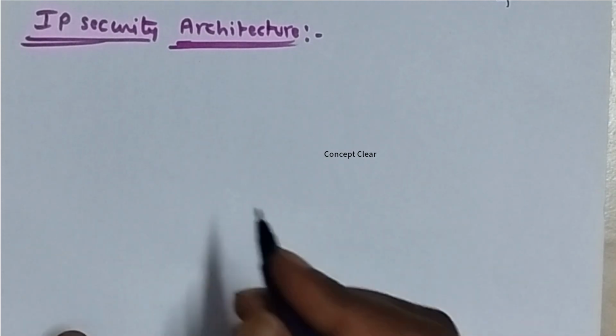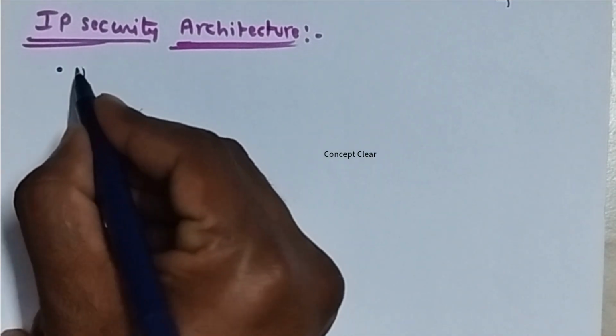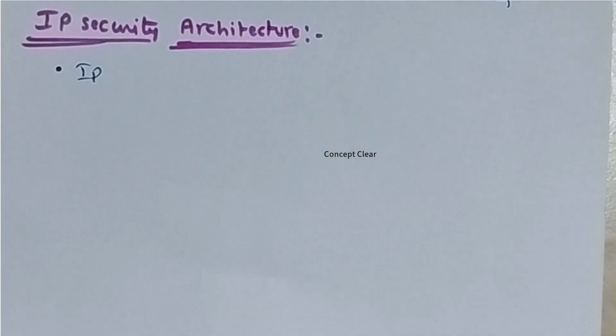IP security architecture. It is a combination of two protocols. The first one is authentication header and the second is encapsulating security payload. The architecture is a combination of two protocols: authentication header and ESP, encapsulation security payload. We will discuss one by one.